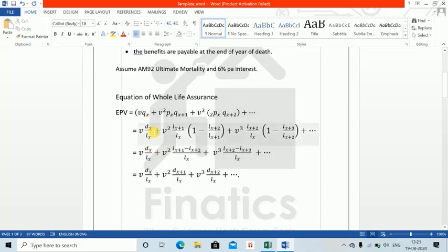q_x can be written as d_x by l_x, and p_x can be written as l_(x+1) by l_x, and q_(x+1) can be written as 1 minus l_(x+2) by l_(x+1). Similarly, 2p_x is l_(x+2) by l_x, and this can be written as l_(x+3) by l_(x+2) for the next term. Once we open the brackets, multiplying this becomes l_(x+1) minus l_(x+2) divided by l_x, then l_(x+2) minus l_(x+3) divided by l_x, and so on. There is a difference of 1 year, and we know that this becomes d_(x+1), similarly d_(x+2), and so on.